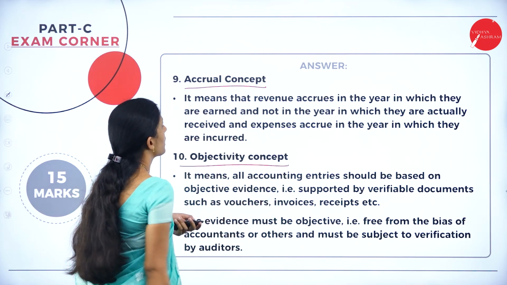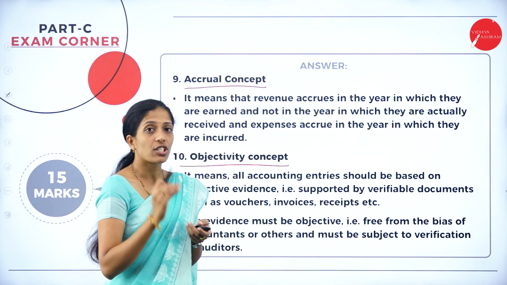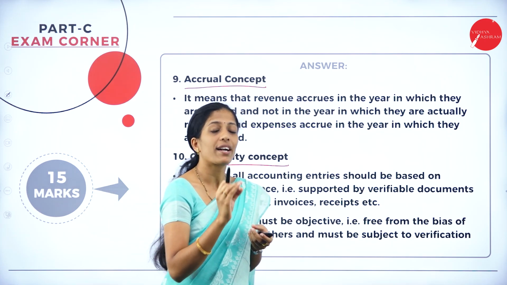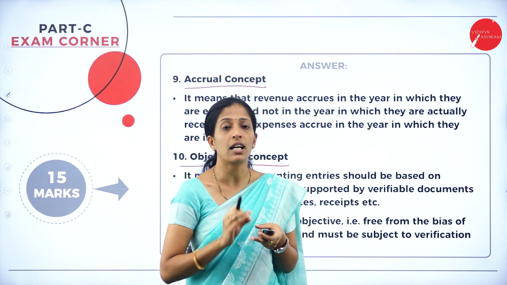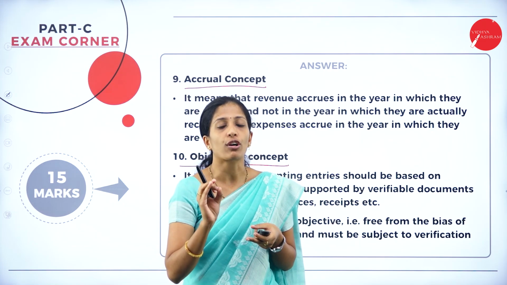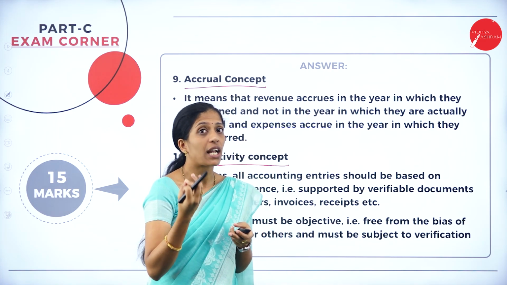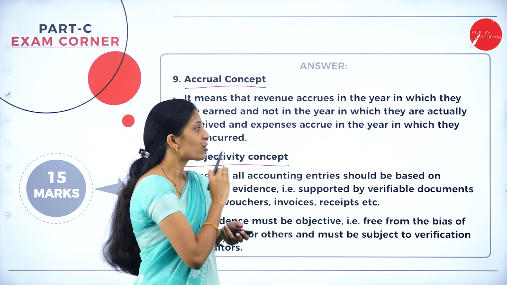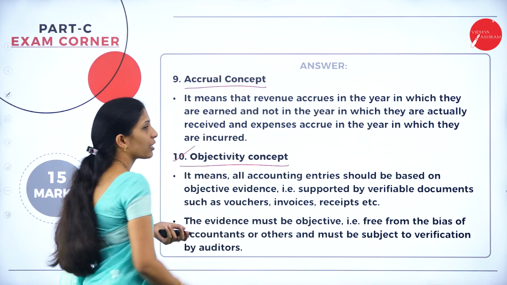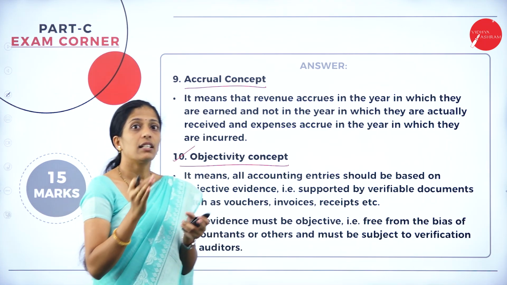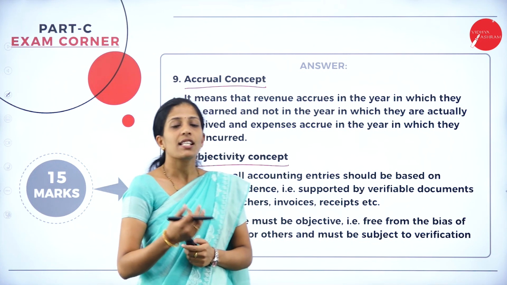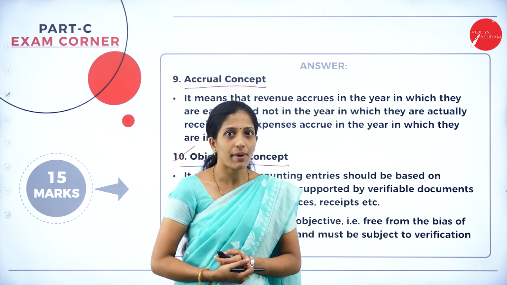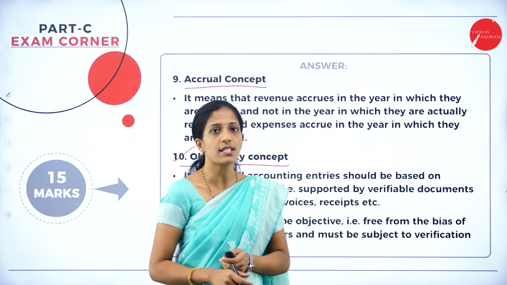Next and last is objectivity concept, which tells us that when we record any transaction in the books of account, it should have proper documentary evidence, which can be in the form of a voucher. So that is your objectivity concept. Hope you are clear with define accounting and explain the accounting concepts. Next we shall see the next 15 marks question they have asked in your previous question paper.